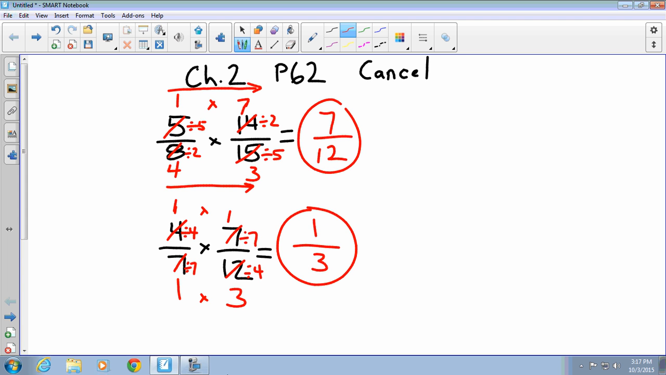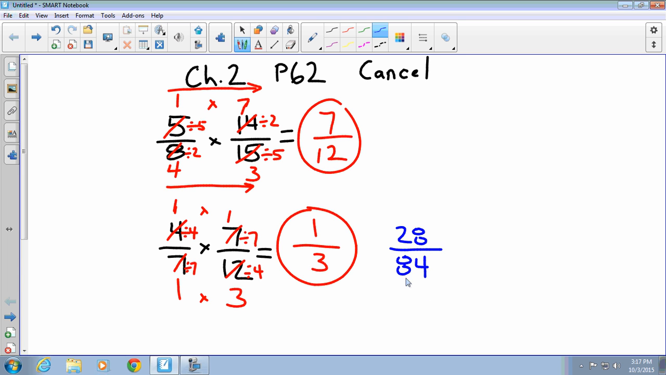So if we use our canceling techniques, we're going to get an answer hopefully much quicker than we would if we actually took the time to multiply everything out. If we actually multiplied it out real quick, 4 times 7 is 28. We would have had 28 on the top. Let's see, 7 times 12 is 84.